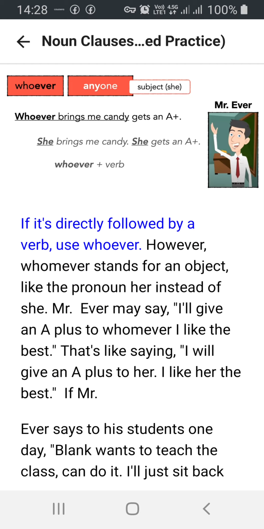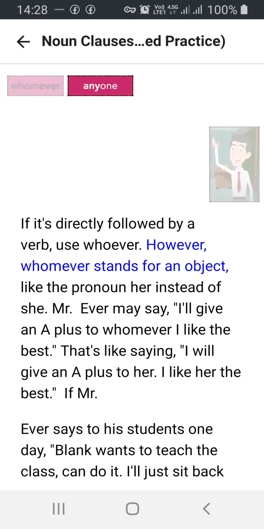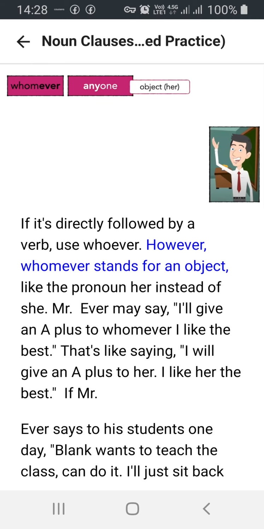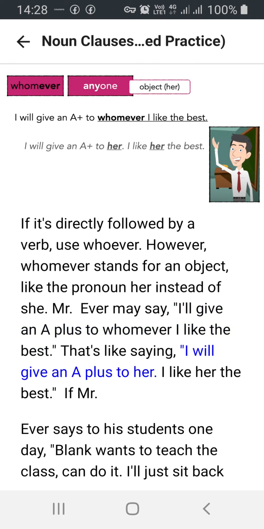If it's directly followed by a verb, use whoever. However, whomever stands for an object, like the pronoun her instead of she. Mr. Ever may say, I'll give an A+ to whomever I like the best. That's like saying, I will give an A+ to her. I like her the best.